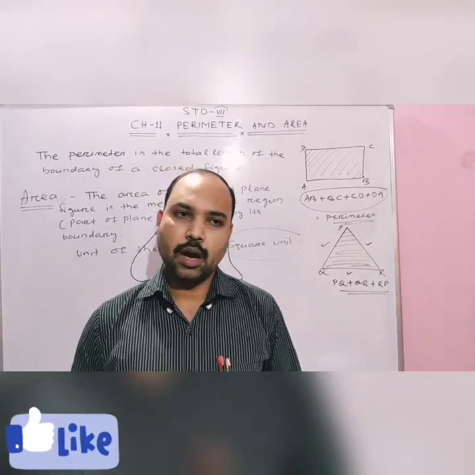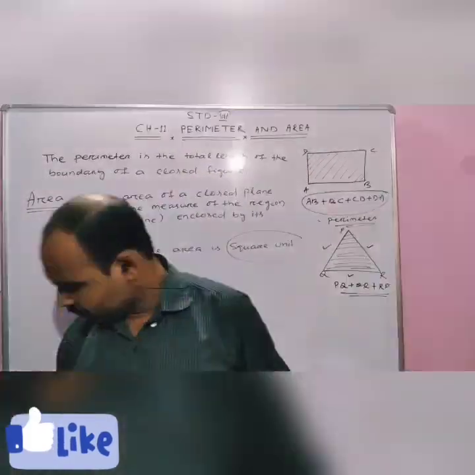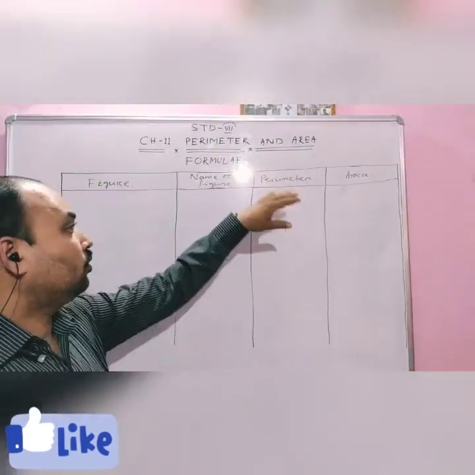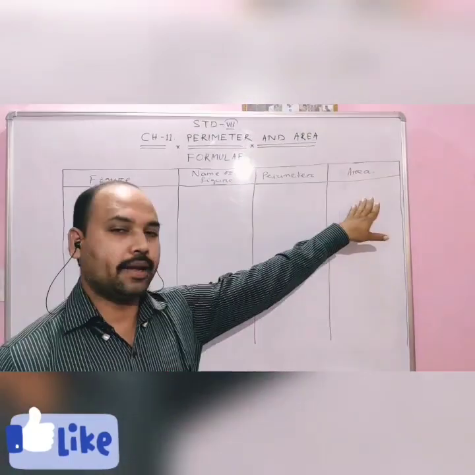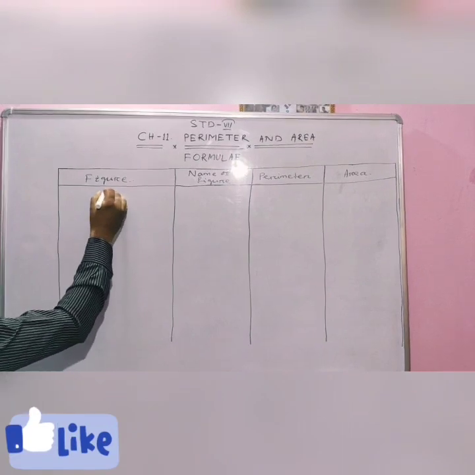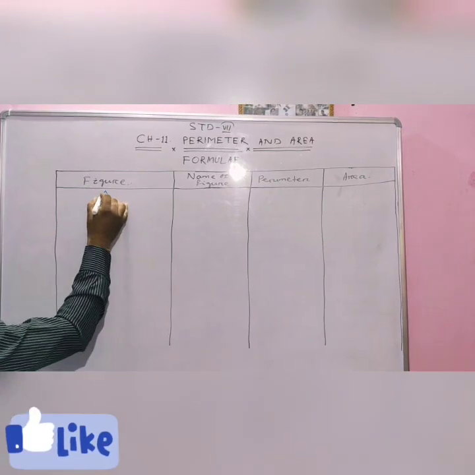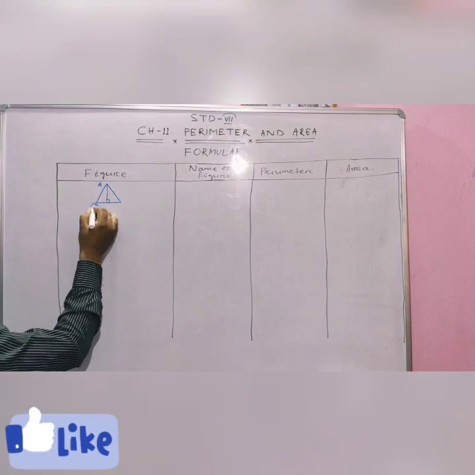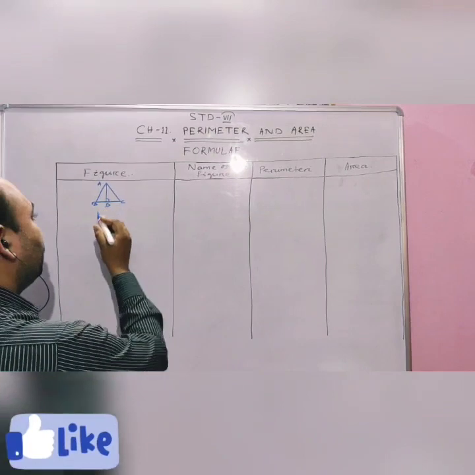Now we will discuss the formulas of some closed figures. Now we will discuss some formulas. Here we have the figure, name of the figure, perimeter and area. First we will start with the triangle. It is one triangle, and its height is given here. A, B, C and it is the D. That is the triangle.